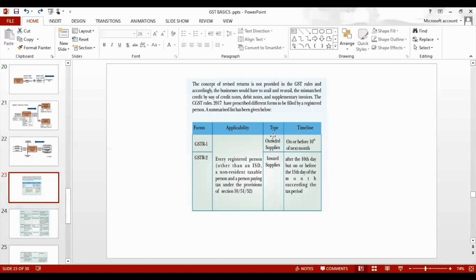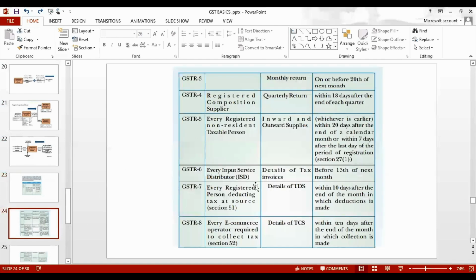GSTR 2 is for purchase bills and invoices. So outwards is sales related, inwards is purchase related. What is the deadline? 10th, and 10th to 15th. Next slide, some more forms.